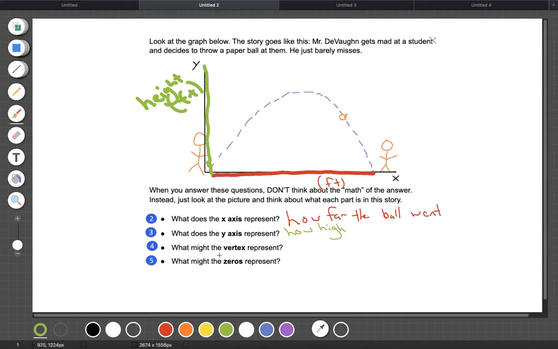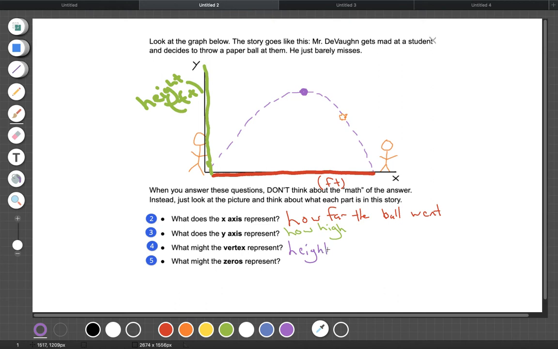Okay, so now we have, what might the vertex represent? So let's look for the vertex first of all. Well, remember, the ball's going up, going up, going up, going up, and it finally hits this point right here. And then it goes down and down. So this is the vertex. What does that tell me about the paper ball? What is significant about that? Well, first, it is how high it is, right? So it's telling me the height.